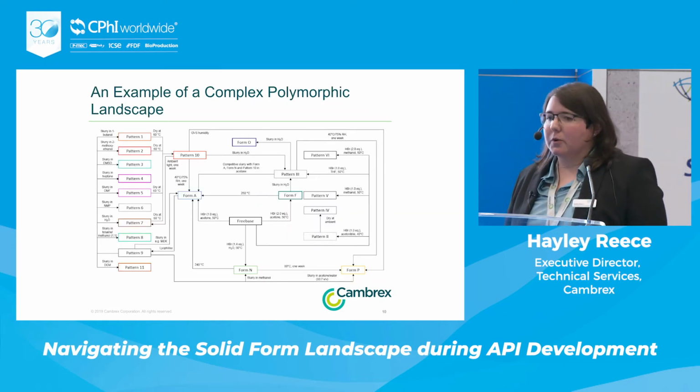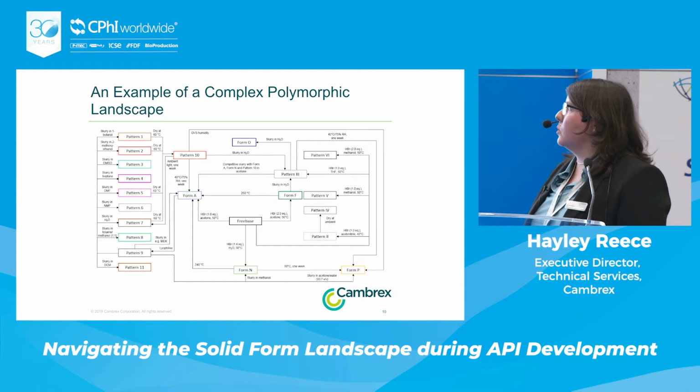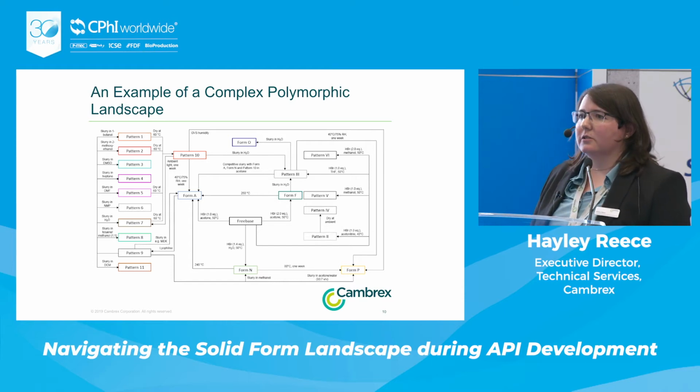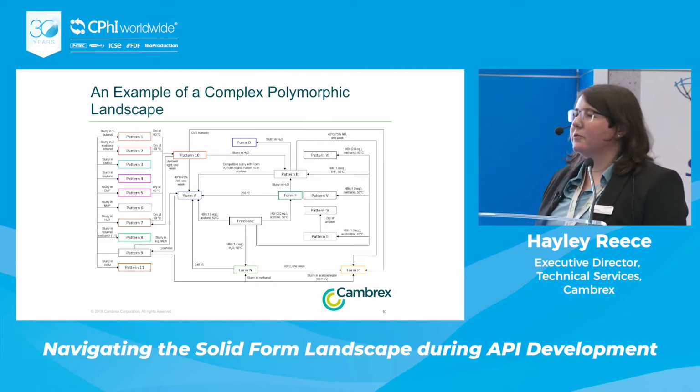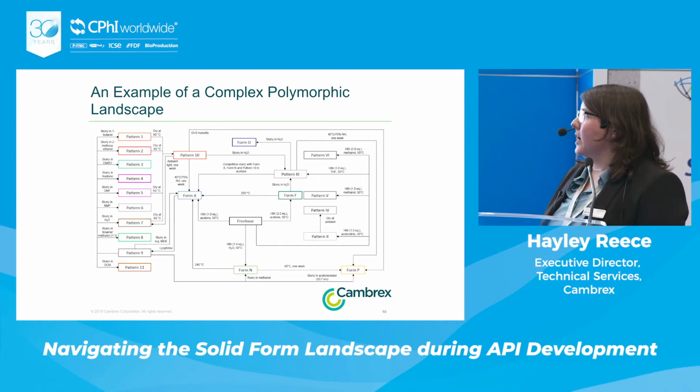So when we carry out our polymorph screening studies, what we normally do is a very extensive polymorph screen, which basically involves running about 150 experiments, looking at different solvent systems, different crystallization conditions, in order to understand what solid form is coming out of each of those conditions.